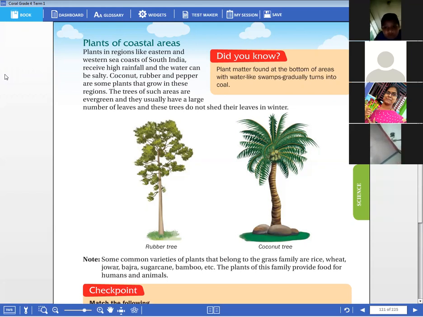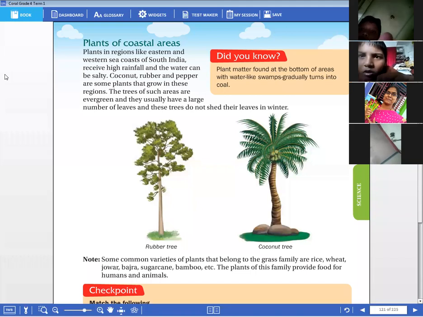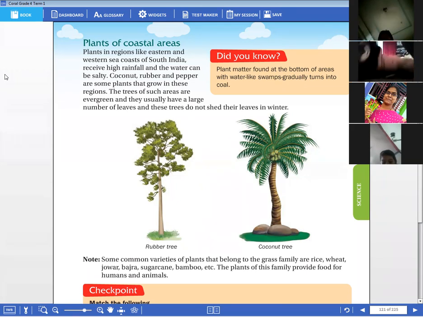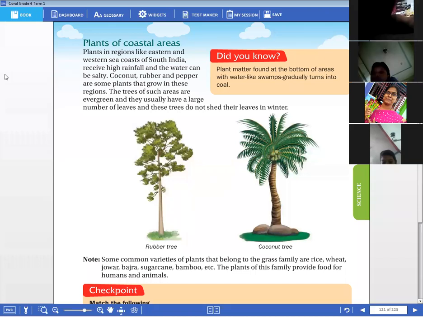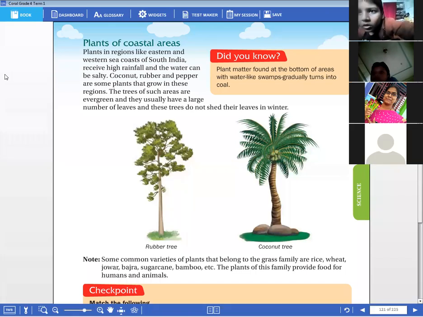Rubber trees means what? Neeraj is asking. See children, from this tree we will extract rubber. Paper is coming from a tree, no? We will increase the volume, Neeraj, increase the volume or use headphones so that you can hear clearly.